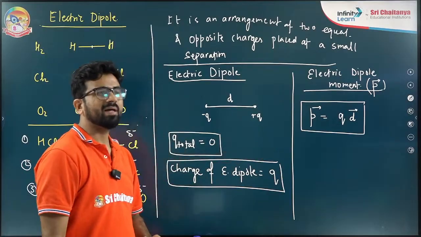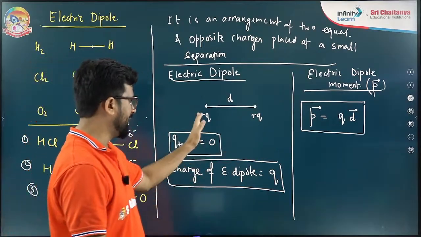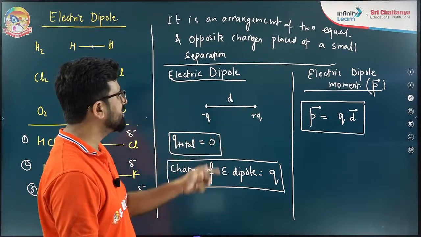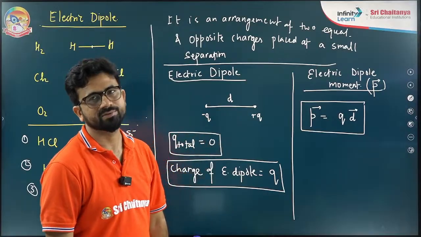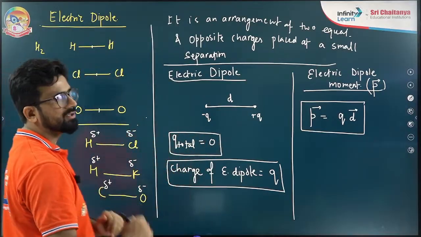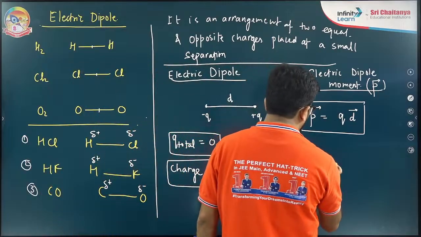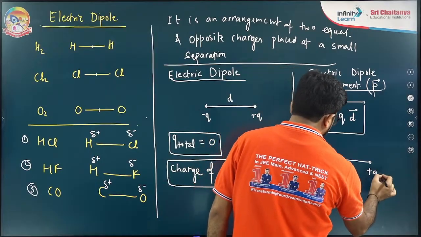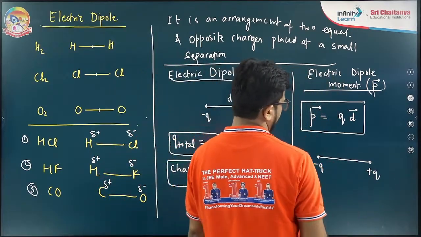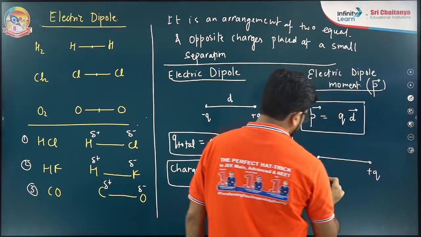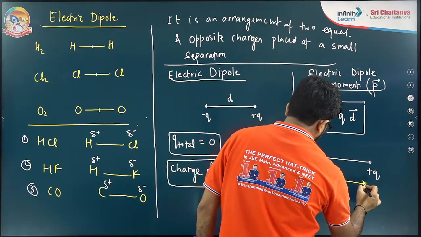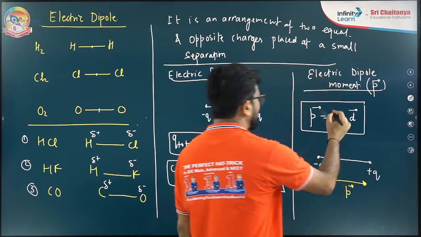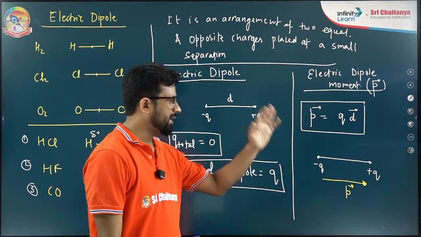Vector quantity means it has magnitude as well as direction. The magnitude is very simple, D, the separation. But what is the direction? Its direction is from negative charge to positive charge. If you draw the negative and positive charges, the dipole direction is from negative to positive. This is the direction of dipole moment P.